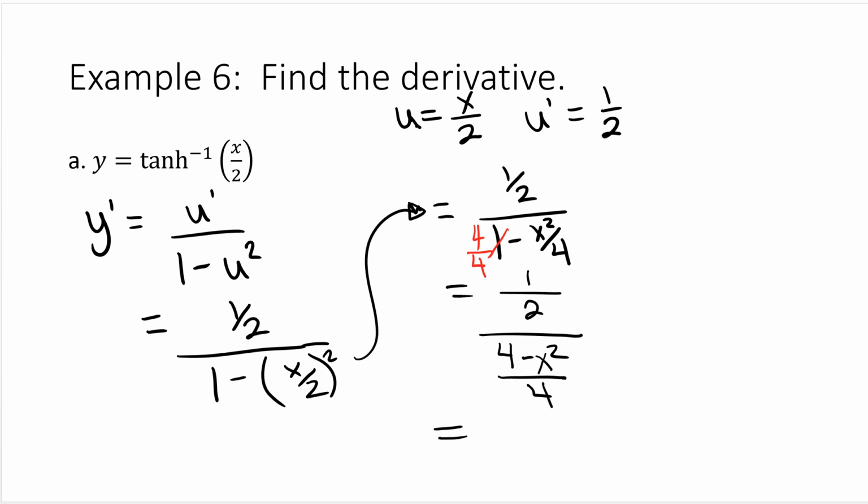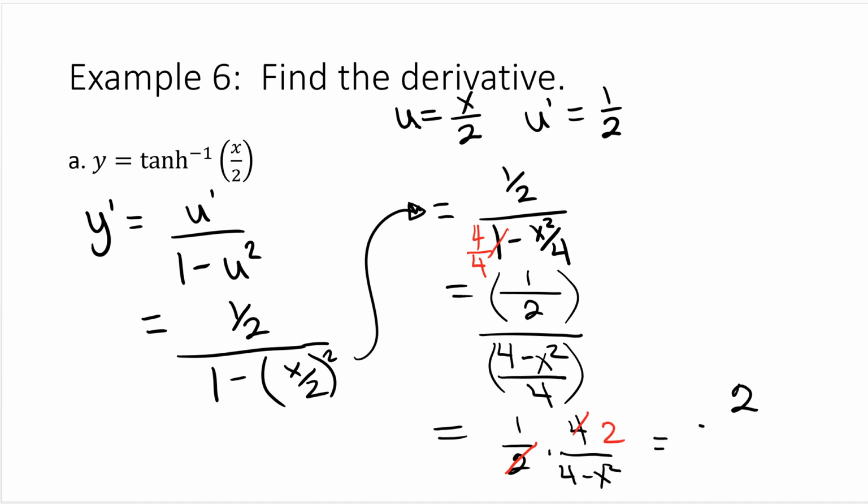And then we can, instead of dividing, think about multiplying by the reciprocal. So I have 1/2 really times 4 over 4 minus x squared. My 4 and my 2 could reduce to leave me with 2. So really I have 2 over 4 minus x squared for my derivative.